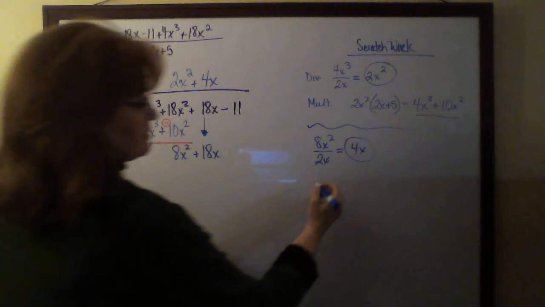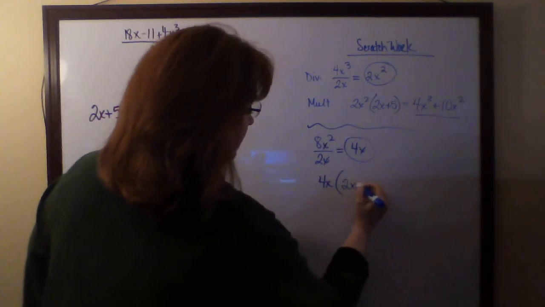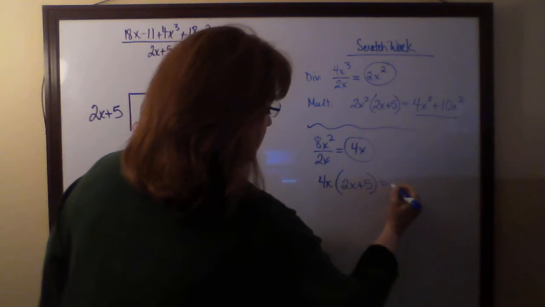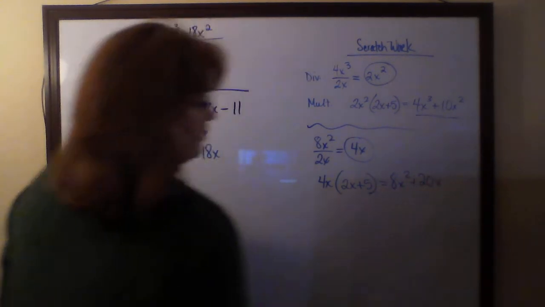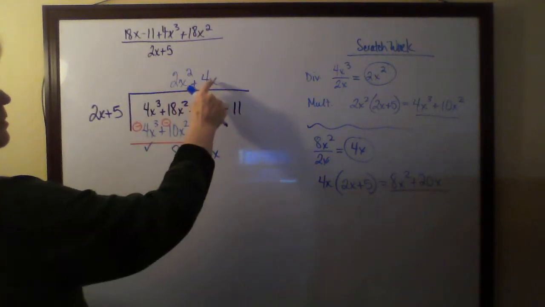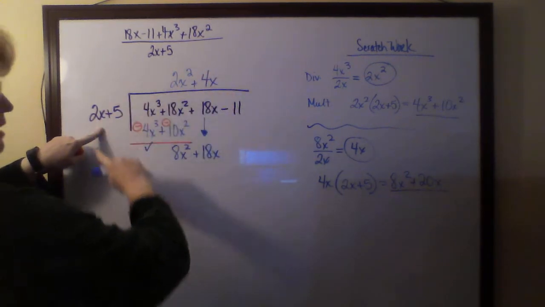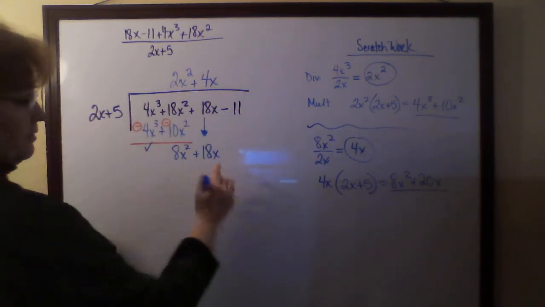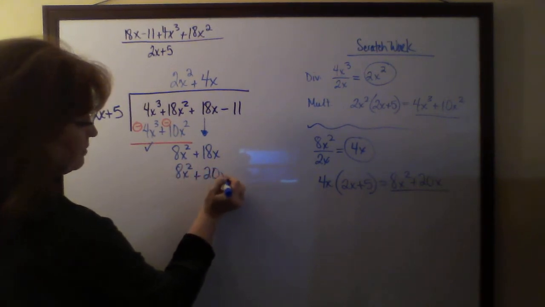Okay, the next step in the algorithm is to multiply times the outside, the divisor, 2x plus 5. That gives us 8x squared plus 20x. And I'm going to underline it. Okay, so we're multiplying 4x times these two terms, so that's distributive property. The result goes here, 8x squared plus 20x.